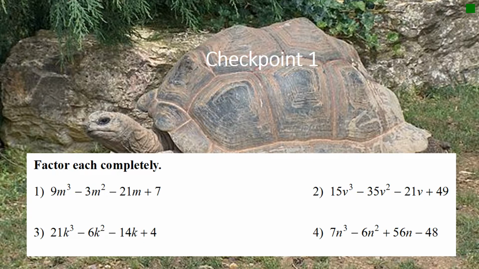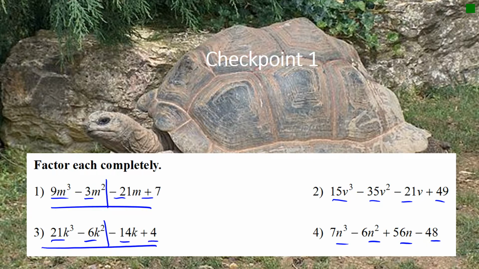Here is checkpoint one. Checkpoint one has 1, 2, 3, 4, 1, 2, 3, 4, 1, 2, 3, 4, 1, 2, 3, 4, which means all of these are grouping. Be careful of the signs. Watch for your GCF. Pause the video. Tommy Turtle says you take it slow, guys, and you can do it.